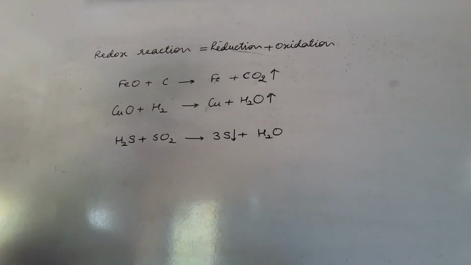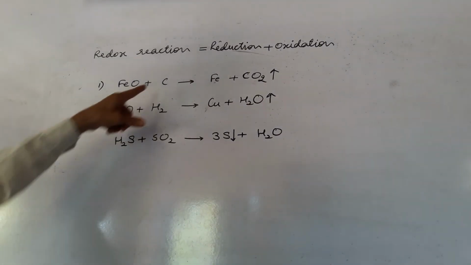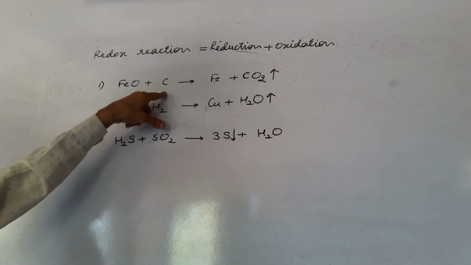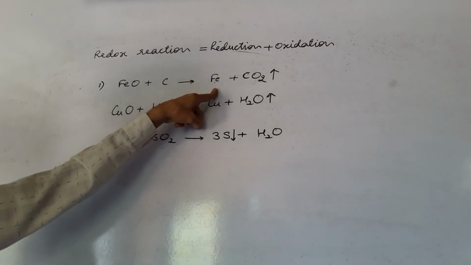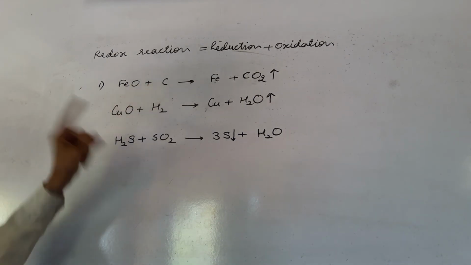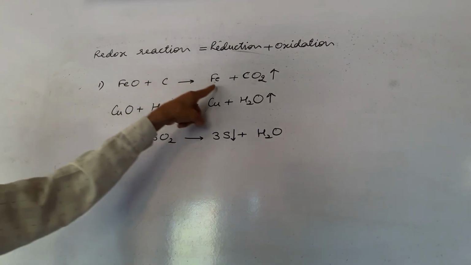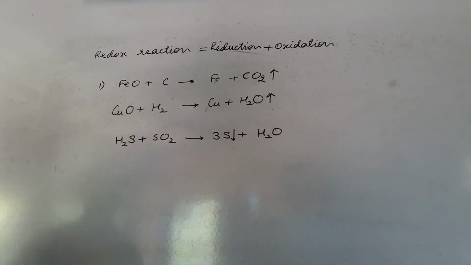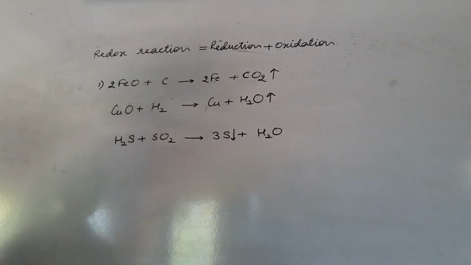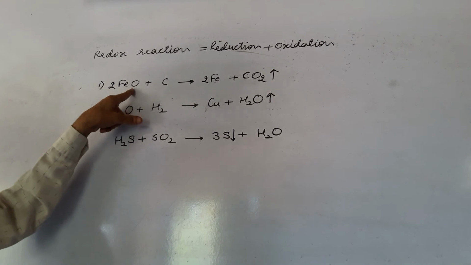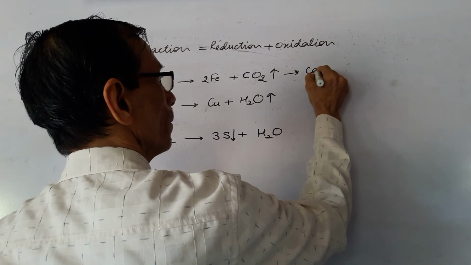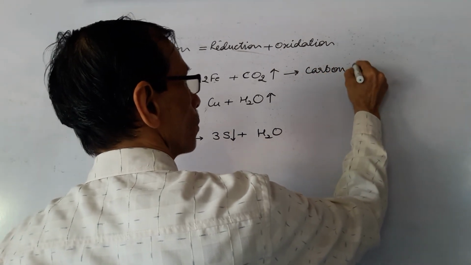Let us take the first example: iron oxide and coke. We know that pure iron is obtained in the iron furnace. Burning iron oxide with coke, you'll find that from iron oxide, iron is formed and carbon dioxide is liberated. Now let us balance this reaction. You'll find here carbon has taken oxygen. So carbon is oxidized.